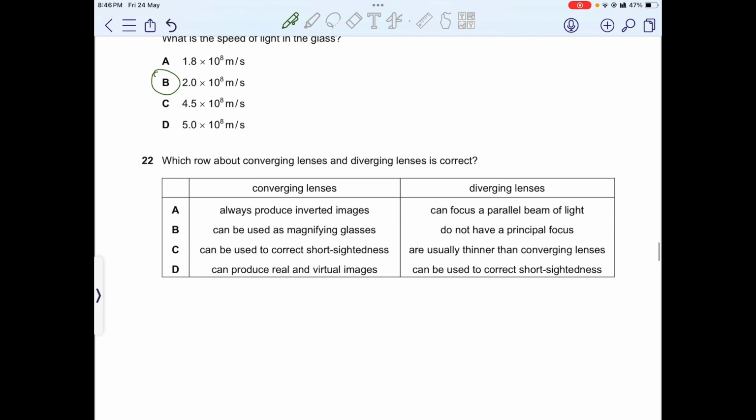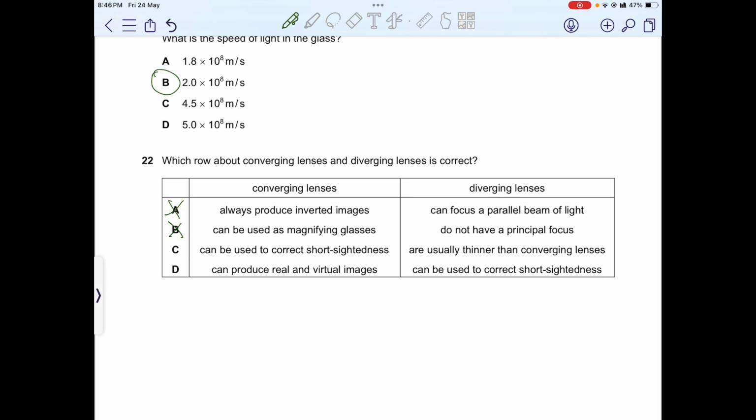Which row about converging lenses and diverging lenses is correct? Do converging lenses always produce inverted images? No, because if the object is placed in between the focal length and the center, then it would produce a virtual image. They can be used as magnifying glasses. Indeed, they can. And diverging lenses do not have a principal focus? They do have a principal focus. This option is also wrong.